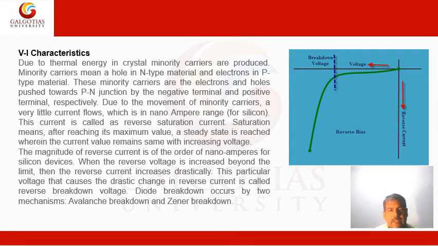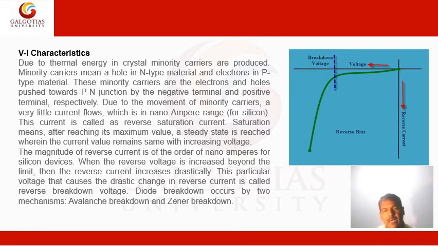VI characteristics of the PN junction diode in reverse bias condition. Due to thermal energy in the crystal, minority carriers are produced. Minority carriers means holes in N-type material and electrons in P-type material. These minority carriers, the electrons and holes, are pushed towards the PN junction by the negative terminal and positive terminal respectively.